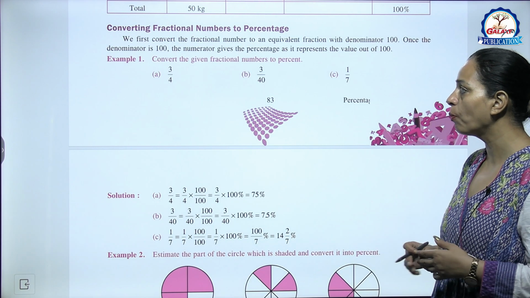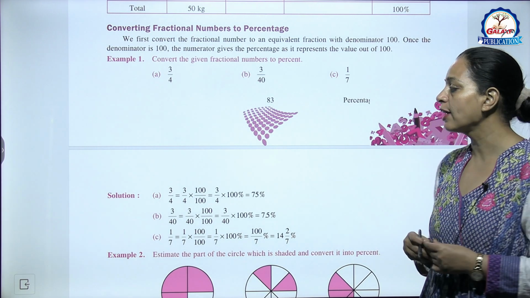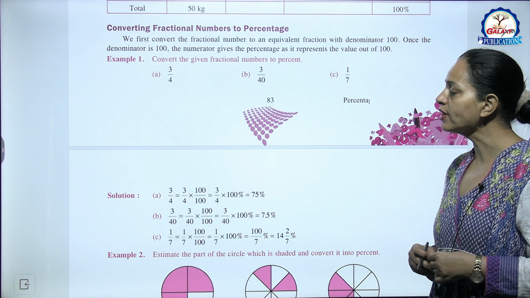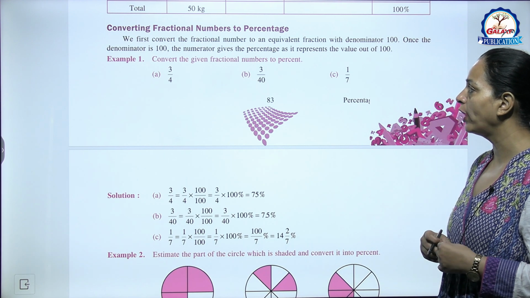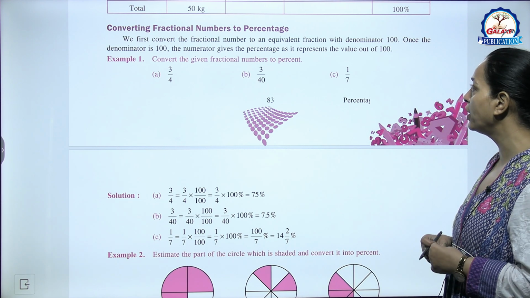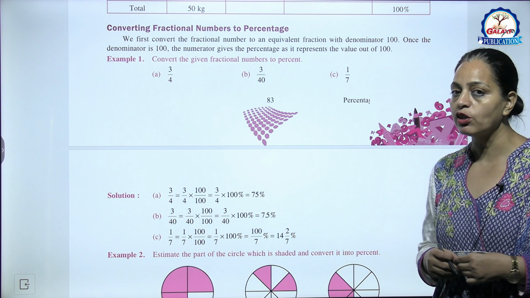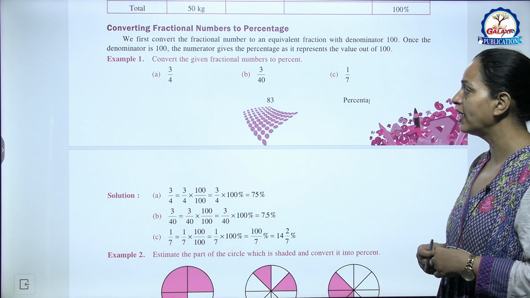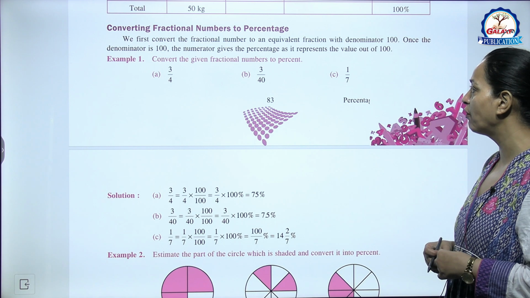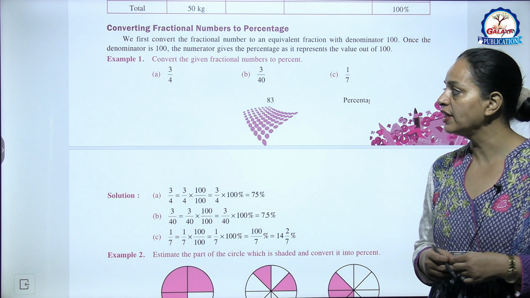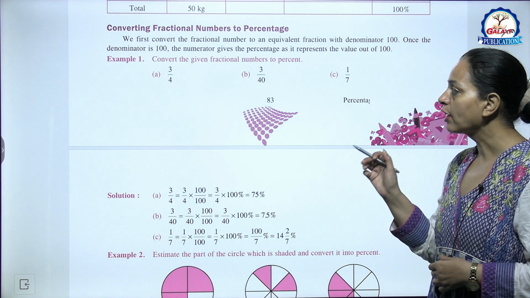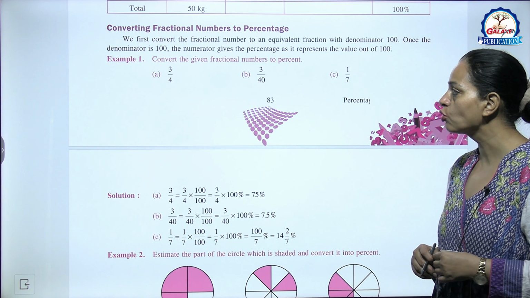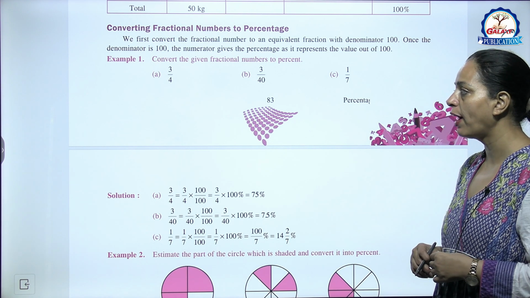Now converting fractional numbers to percentage. किसी fraction को percentage में हम कैसे convert करेंगे? We first convert the fractional number to an equivalent fraction with denominator 100. Once the denominator is 100, the numerator gives the percentage as it represents the value out of 100. Example 1. Convert the given fractional numbers to percent. A part 3 by 4.